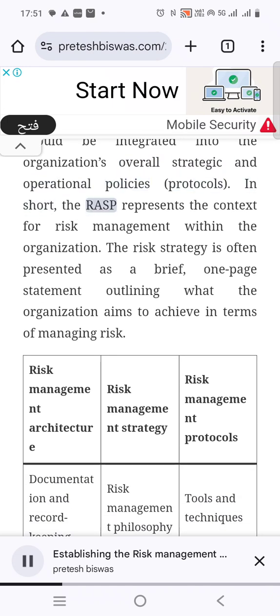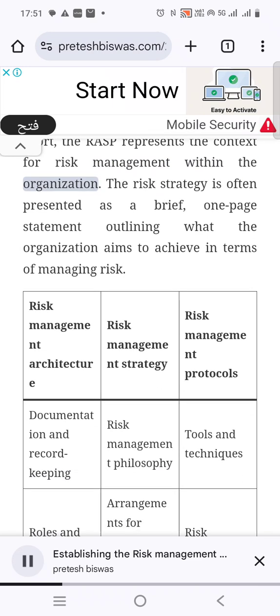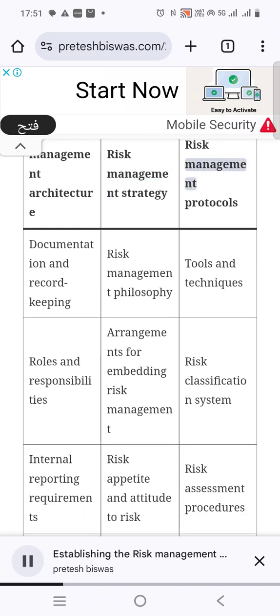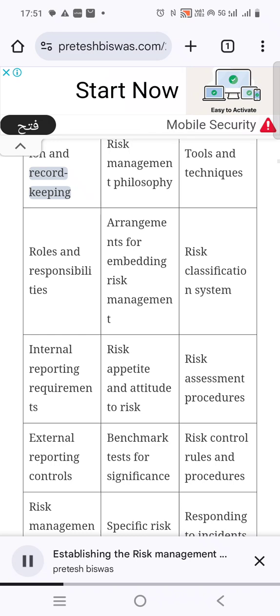In short, the RASP represents the context for risk management within the organization. The risk strategy is often presented as a brief, one-page statement outlining what the organization aims to achieve in terms of managing risk. Risk management architecture, risk management strategy, risk management protocols. Documentation and record keeping. Risk management philosophy.